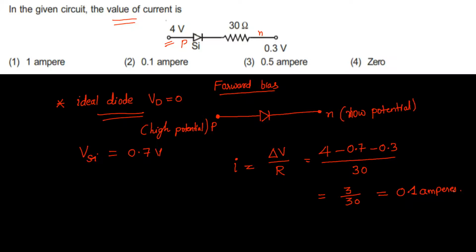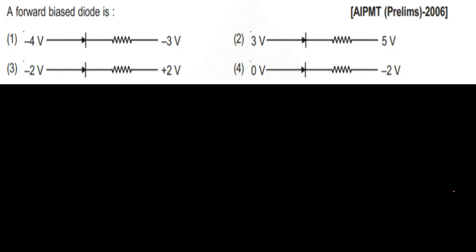So in this manner, you have to solve this problem. First of all, you have to check whether it is forward bias or reverse bias. After checking that, you have to see whether it is mentioned as an ideal diode or whether he has given a germanium or silicon diode. So I hope you understood this problem. Let us move on to the next problem.